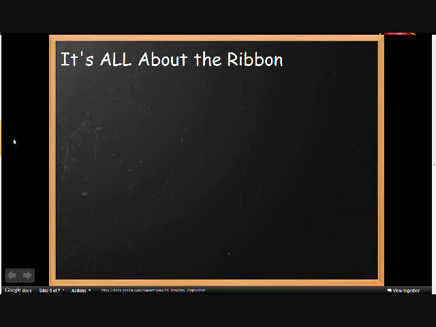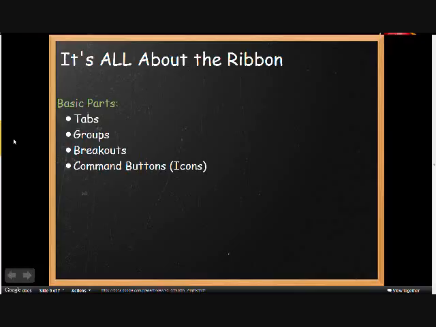So, the basic pieces of this ribbon are the tabs, the groups, what they have as dialog drop downs. I call them breakouts, whatever. And the command buttons themselves, which are just icons on the ribbon. They refer to those as command buttons.